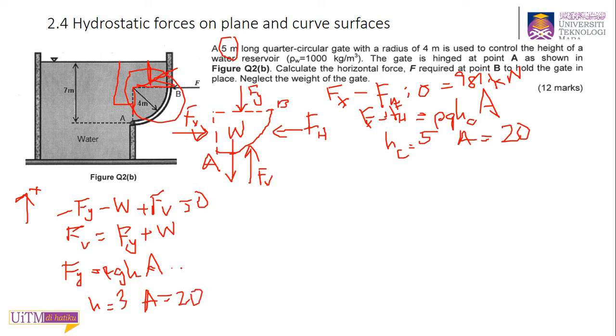Okay, Fy sama dengan berapa Faris? 588.6 kilonewton. Yes. Okay, itu Fy.